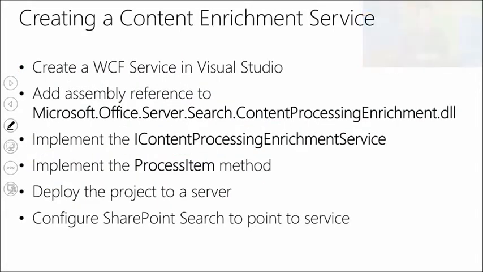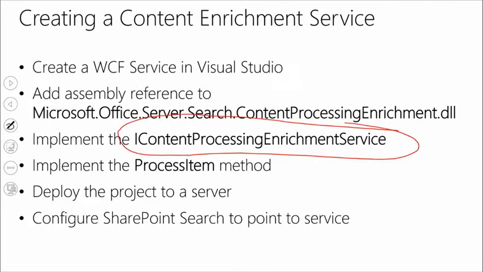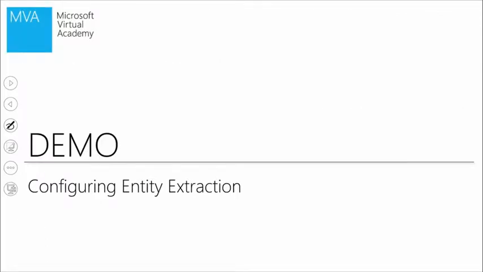Now, as far as setting all of this up, it's actually relatively straightforward. You simply set up a WCF service. You implement the interface that, you know what, let me just erase. There we go. I want a pen, I wanted a circle, there we go. So you'll notice, simply implement that interface, set up our little method, deploy that out to a server, and then configure SharePoint to search out to that. All right, well, let's get in and take a look at doing our entity extraction.